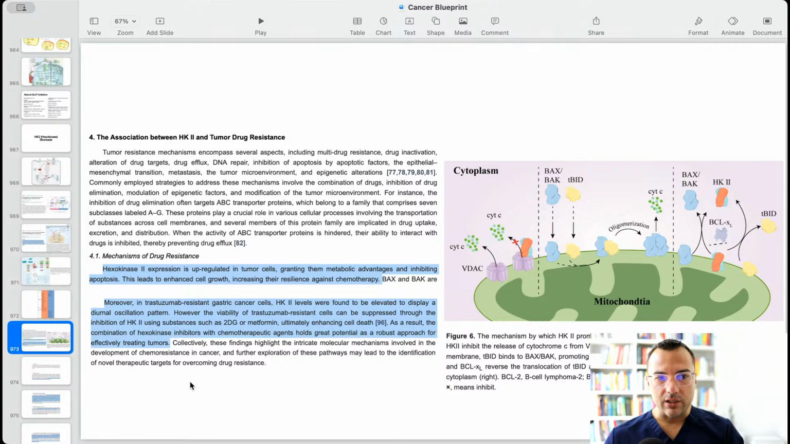However, the viability of trastuzumab-resistant cells can be suppressed through the inhibition of hexokinase 2 using substrates such as 2DG or metformin, ultimately enhancing cell death. As a result, the combination of hexokinase inhibitors with chemotherapeutic agents holds great potential as a robust approach for effectively treating tumors.